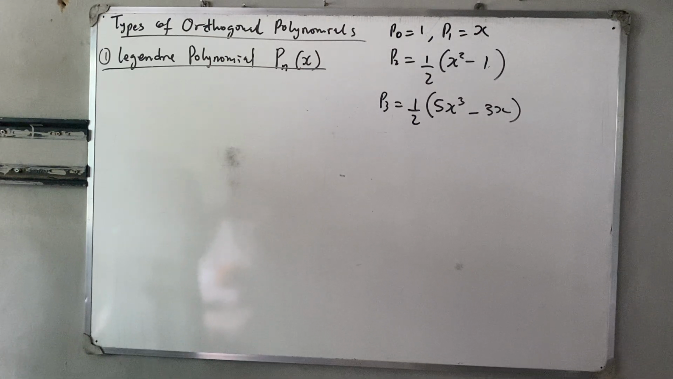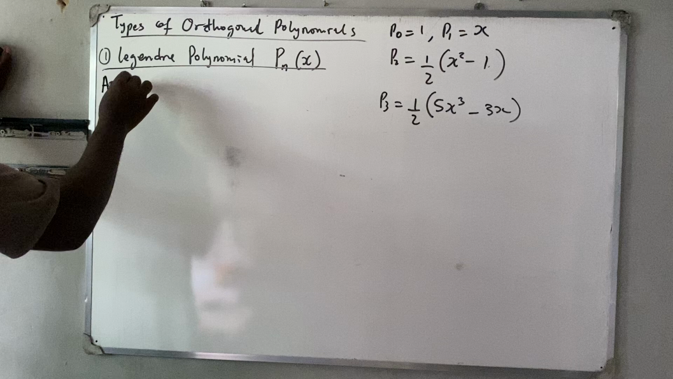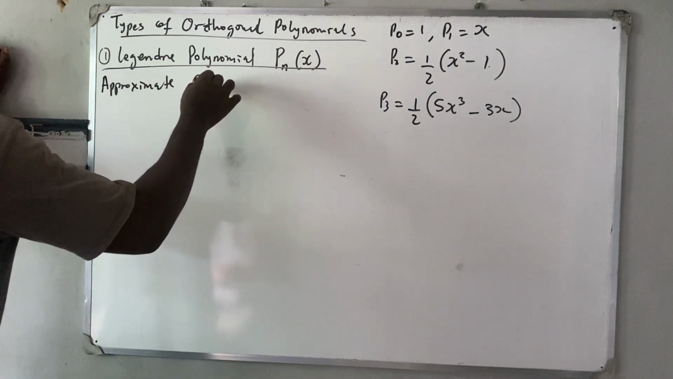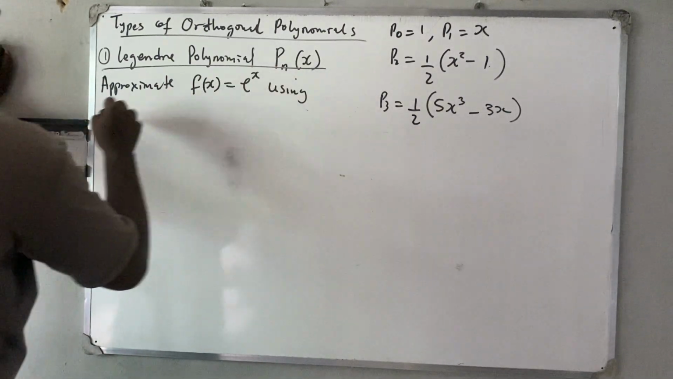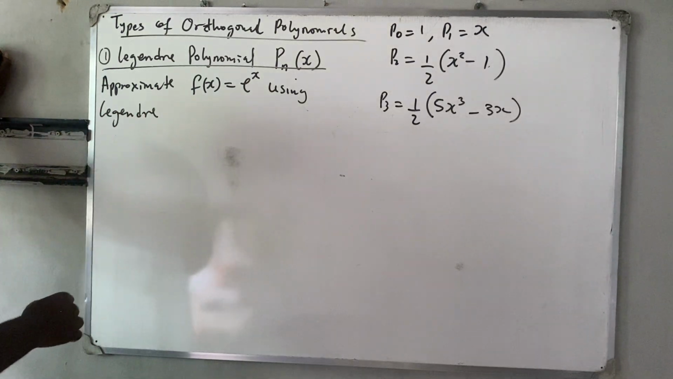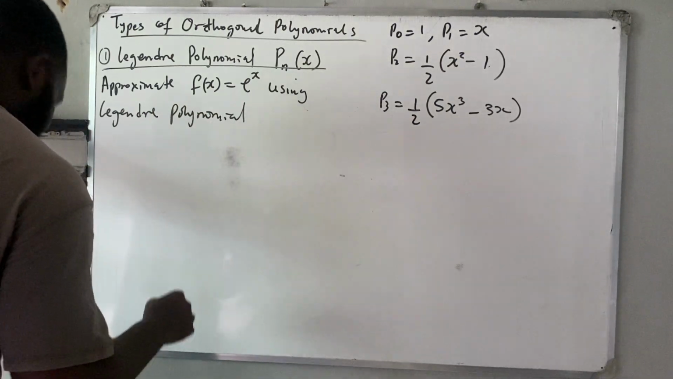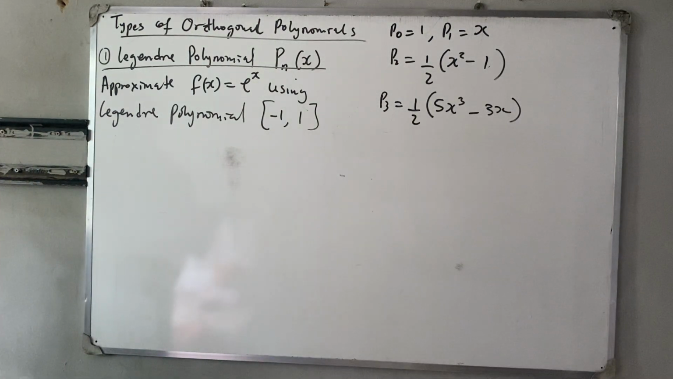I think he said we should expand. Sorry, 1 minute. They say approximate f of x, which is equal to exponential x, using Legendre polynomial, with the interval of -1 to 1. Okay? So now, to solve this is very simple.